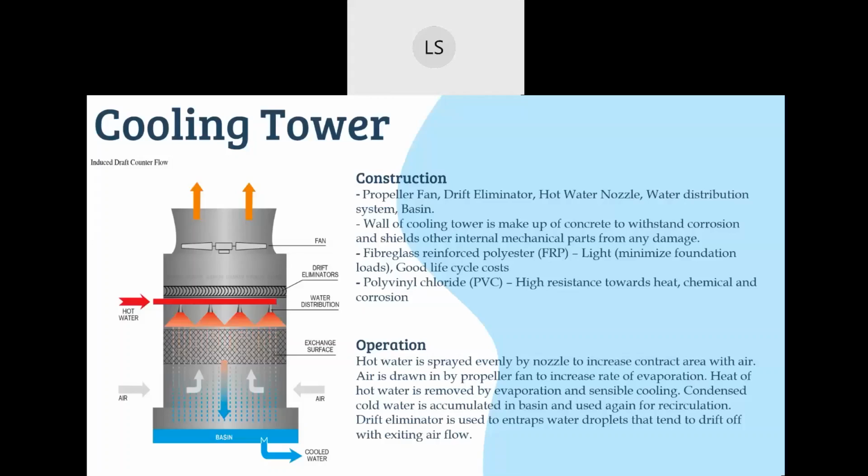For the operation of the cooling tower, it starts with water being sprayed evenly by the nozzle to increase the contact area with the air. Air enters from below, which increases temperature and gives a sensible cooling process. Condensed cool water is then collected in the lower basin and used again for recirculation. The drift eliminator is used to entrap water droplets that tend to drift off with the existing airflow.